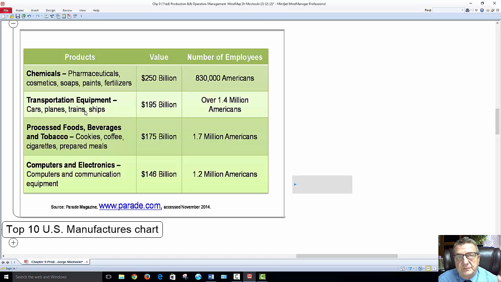Processed foods, yeah, processed food. We should be number one. Look at our weight. I'm only kidding, but that's what we're good for. And as for employees in processed food, that includes all the restaurants, everything else, prepared meals, computers, electronics. We still employ a good 1.2 million.